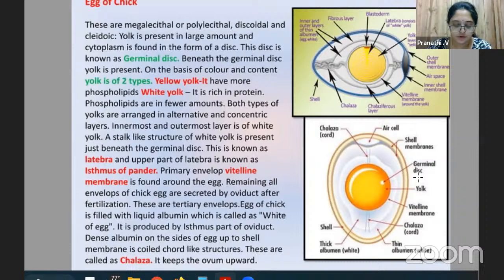amount of yolk, functions as a respiratory organ, and acts as a hemopoietic organ, like the liver. So it helps in development of the blood. And the yolk sac also serves as the origin of blood cells at later stages of development.